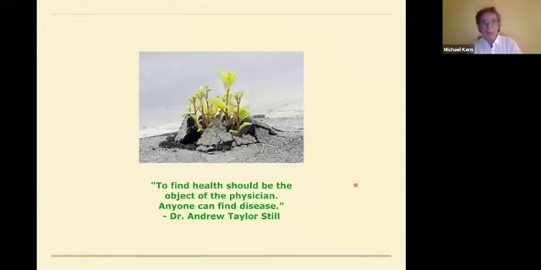One of the principles of biodynamic practice is one of the fundamental principles of osteopathy. And this is my favorite quote from the founder of osteopathy, perhaps somewhat appropriately called Dr. Still. He said, the object of the physician is to find health. Anyone can find disease. Now, what that means is that in our approach, we're not looking to push away the places of inertia. We're not looking to get rid of them. What we're looking is to find the health and to support the expression of health in places where it's not able to express as fully as it can.